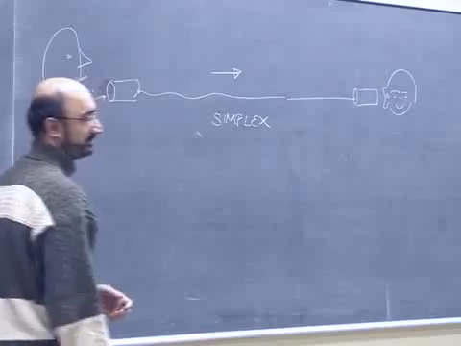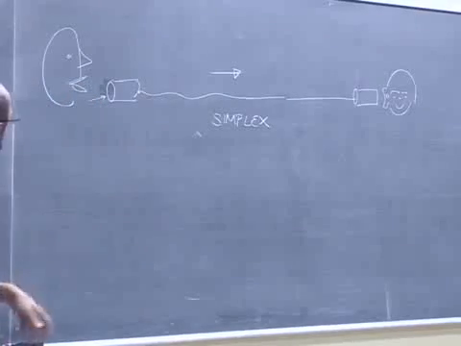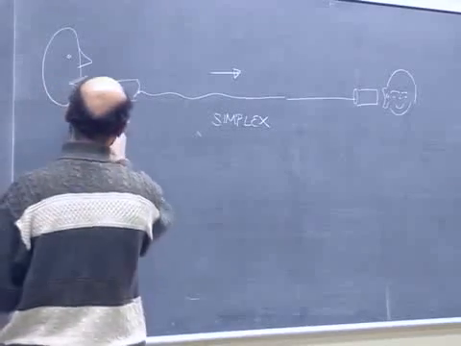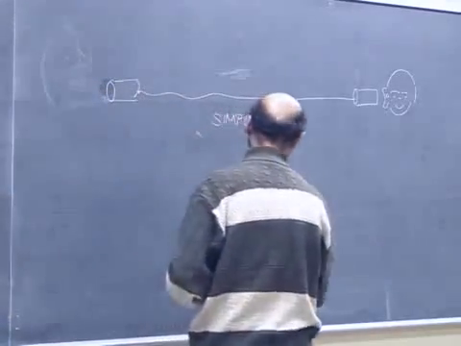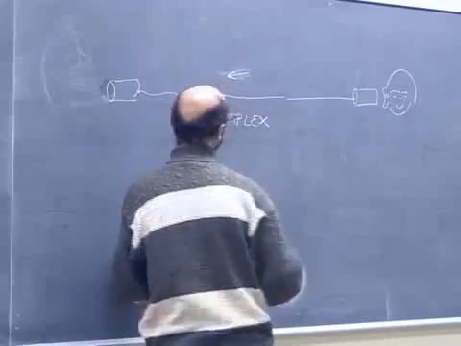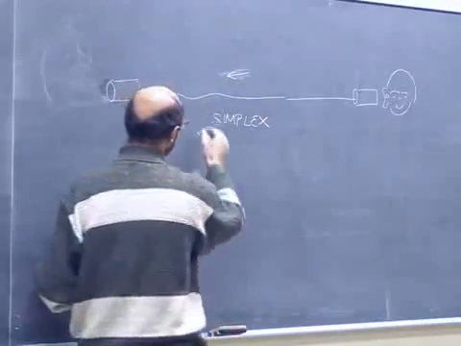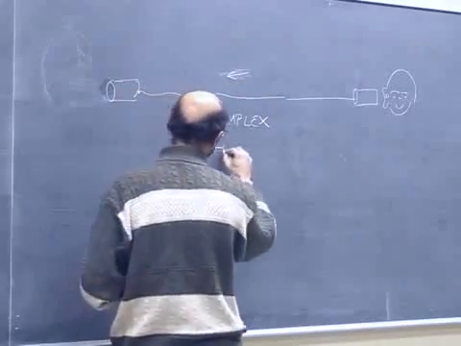Actually, the tin can isn't simplex. It's something more complicated, because you could interchange it. This person could hear and the other person could speak, and then the direction changes. So it goes either one way or the other. So it's not actually simplex. What it is is what's called half duplex.